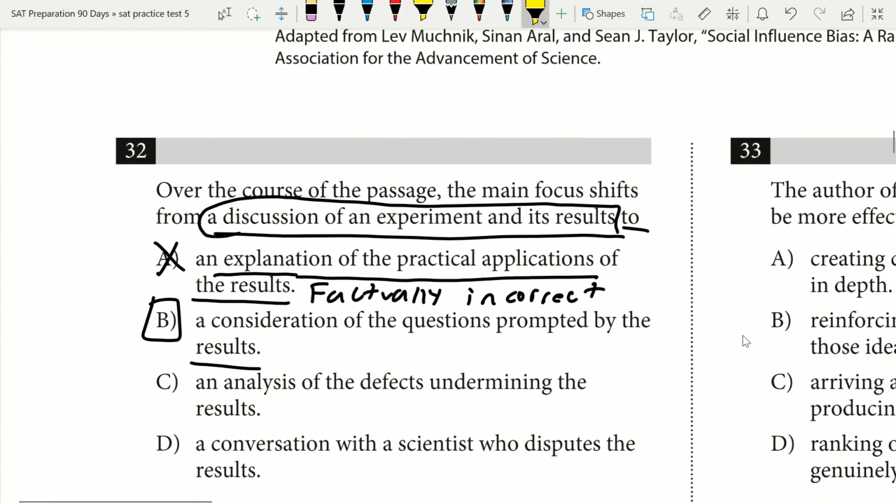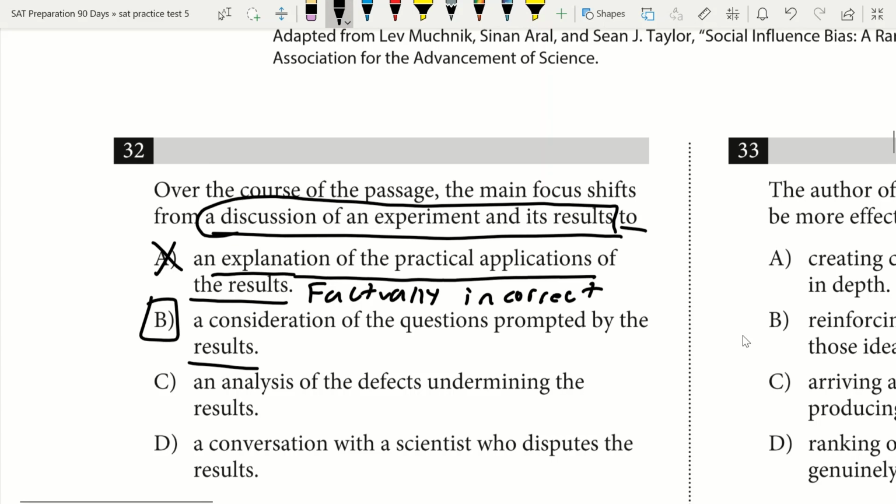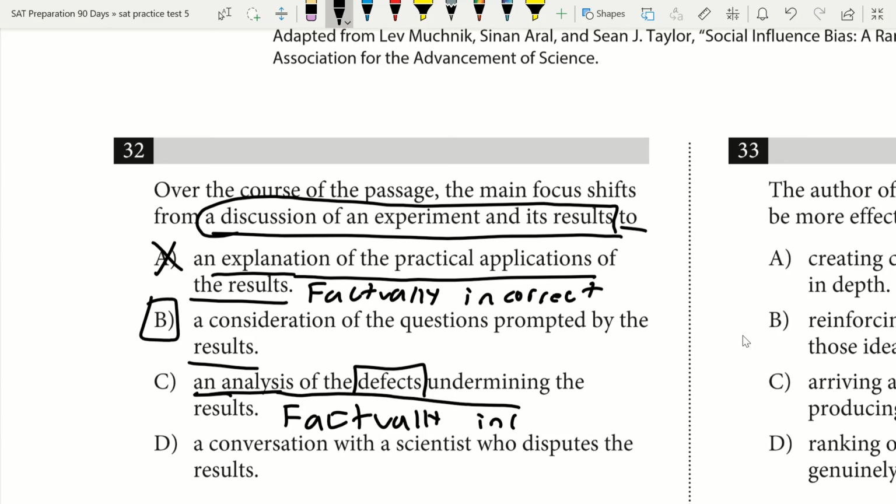Now I want to discuss C and D as well, to show you why we can't always count on one answer being too narrow, one being reverse relationship, and one being off topic, because sometimes all three are just factually incorrect. So we have C, an analysis of the defects undermining the results. We never discuss defects that undermine the results. So once again, factually incorrect. I hope that you're noticing that you can't just rely on picking out one answer choice that's too narrow, one that is maybe factually incorrect, and one that's reverse relationship, because sometimes you'll have three of one kind of incorrect answer. So you can have that as well.